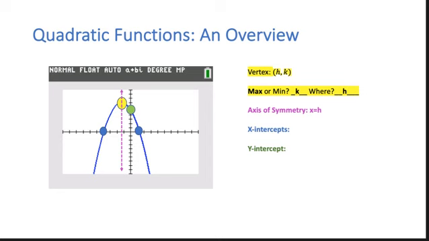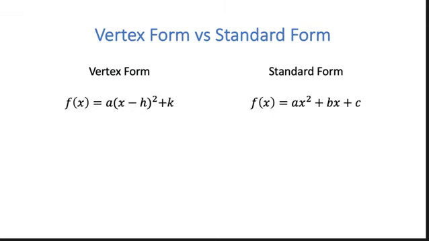Those are all the terms that we want to learn and how they're associated to the graph of a quadratic function. And now what we're going to do is start looking at equations and connecting the equations to the graphs and figure out all of these actual values. So there are two ways that you will see the equation for a quadratic function written. It could be written in vertex form or standard form. And there are advantages to each of these forms.